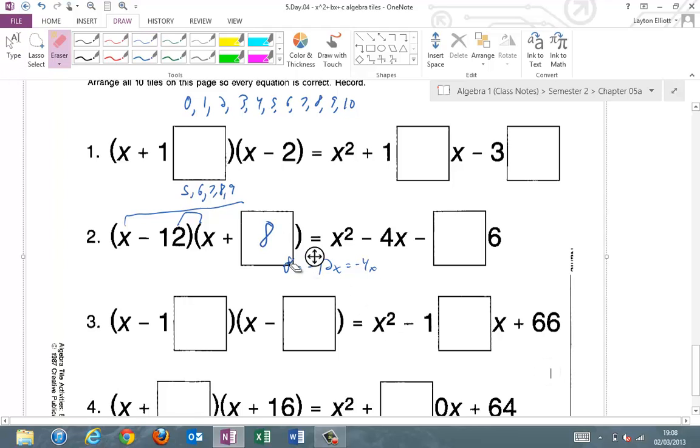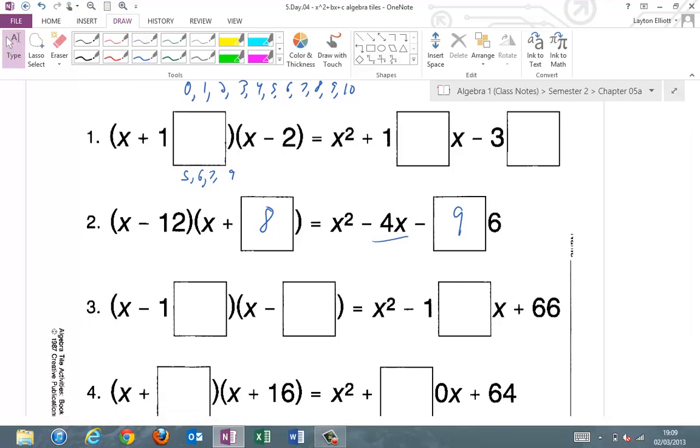So if that becomes an 8, and 8 times 12, let's see, 8 times 12 is 96, so that would be a 96, and that works. Negative 12x, positive 8x is negative 4x, which means that I know 8 can't possibly be up there. Now let's move on.